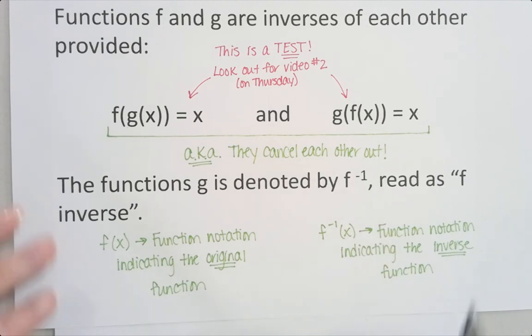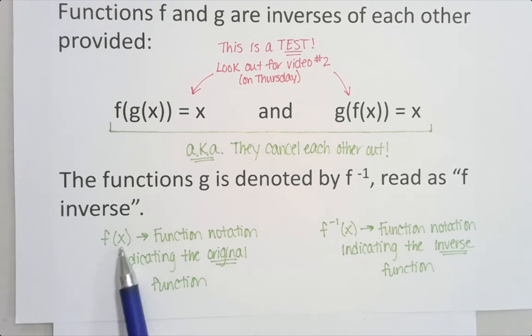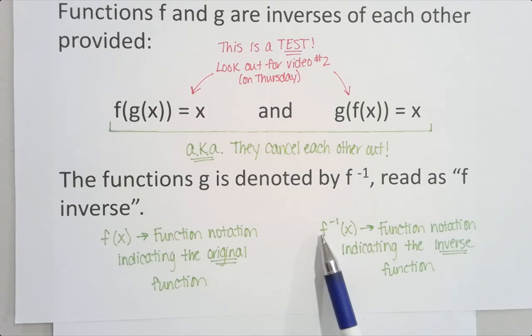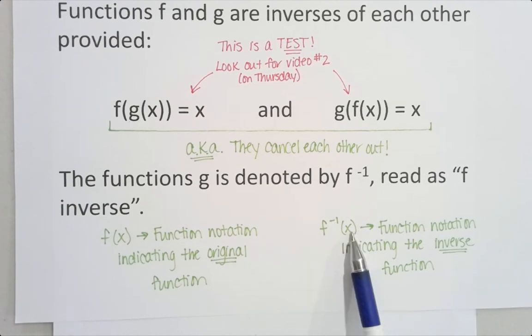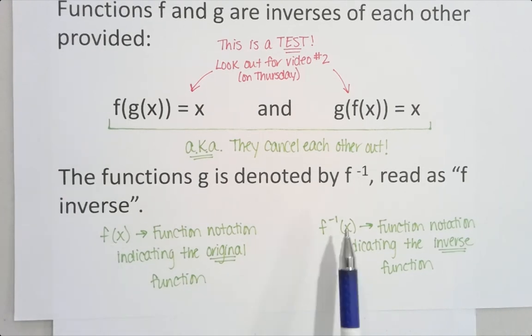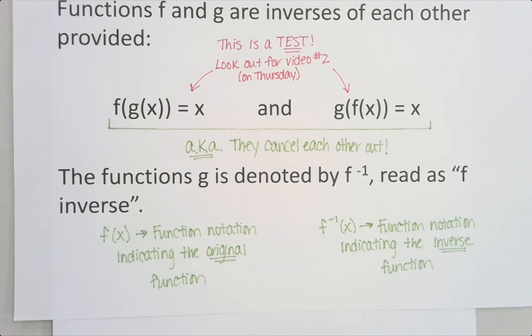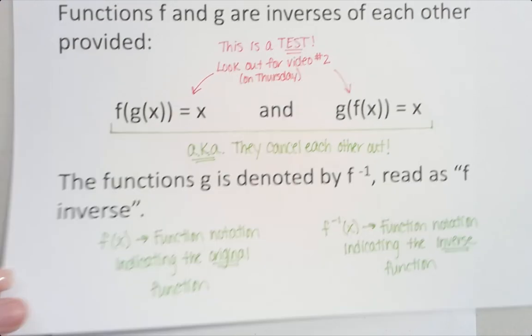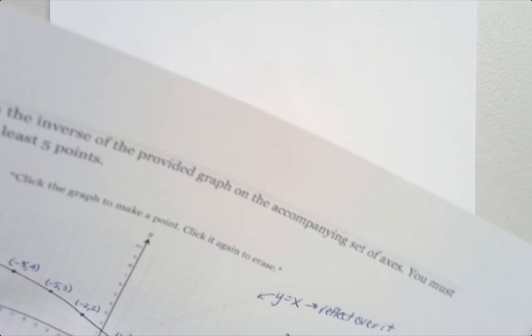And I wrote that down here to give you a little bit better explanation. So f of x is just function notation indicating that this is the original function. f to the -1 really means f inverse of x, and that's your function notation to indicate that this is an inverse function, okay? So regular old function, inverse function when you add that little -1 power. I'm going to come back to this in the second part of my video, but I did want to point it out because we do need to use proper notation as we go through these problems.